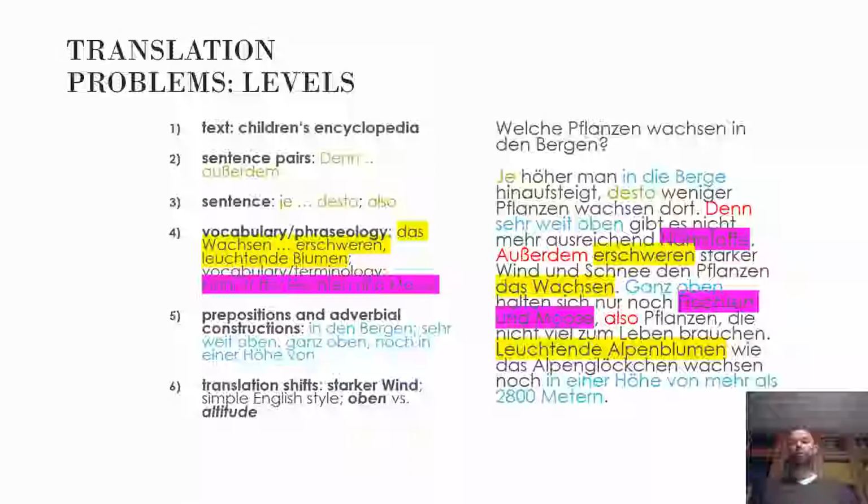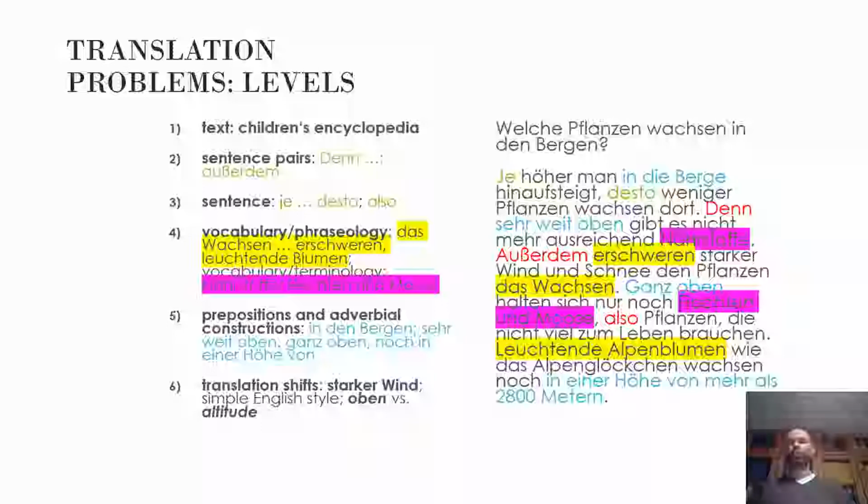So this slide is meant to illustrate what I mean by a problem-centered approach to translation. I've split the entire translation commission, if you like, den Übersetzungsauftrag, as we say in German, into 6 parts or into 6 levels. The level that translation scholars normally consider first is, of course, the text level. So you want to know what type of text am I translating here and who am I translating it for? Obviously, in our case, we're translating it for English-speaking children.